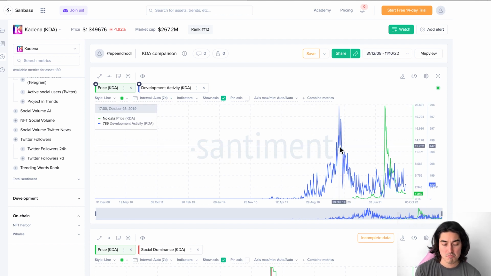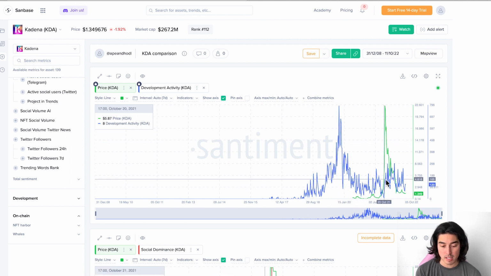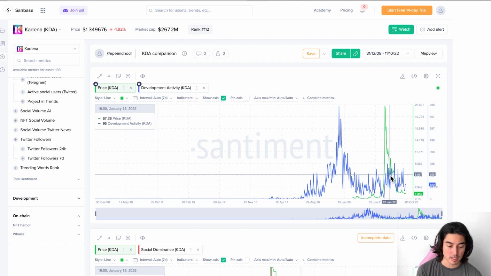And I'm not completely sure why that is. But the price here, as you can see, when we rallied, it's not correlated to the development activity.